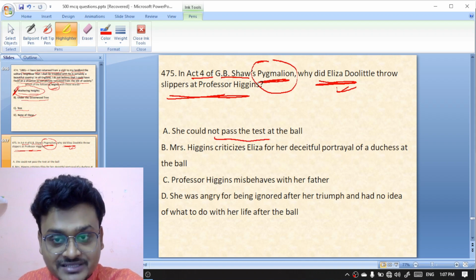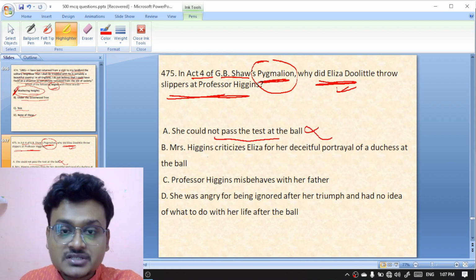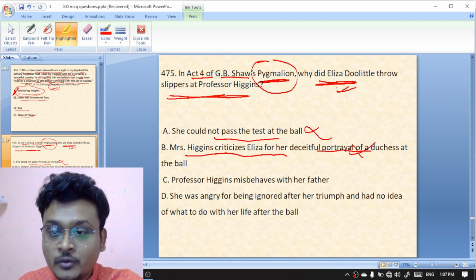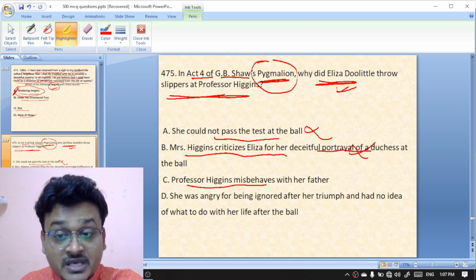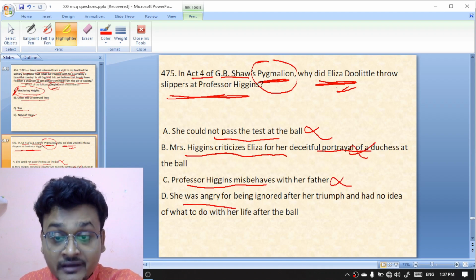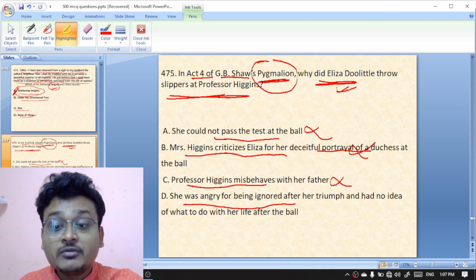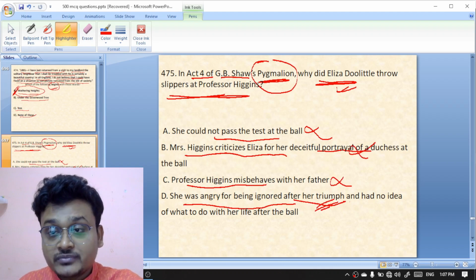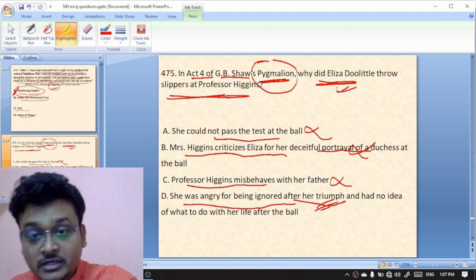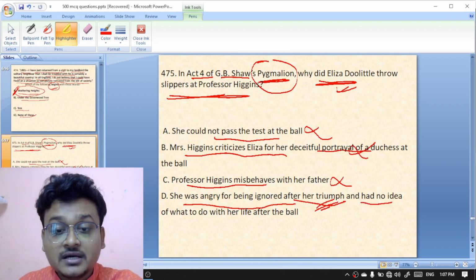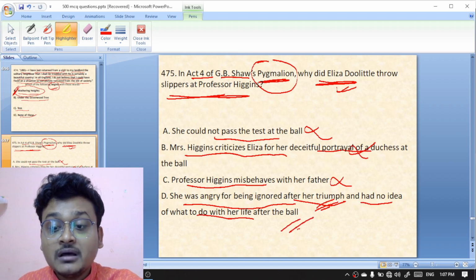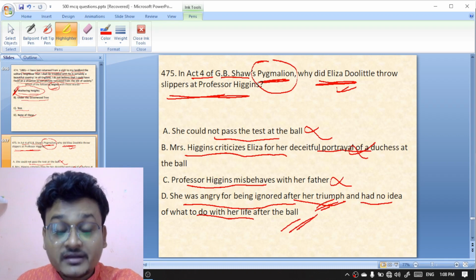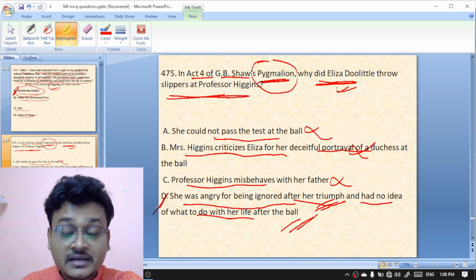She could not pass the test. No, she was able to pass the test. Mrs. Higgins criticizes Eliza for her deceitful portrayal of a Duchess. No. Professor Higgins misbehaves with her father. No. She was angry for being ignored after her triumph. And she won the battle. She won that exam. She had no idea of what to do with her life after the ball that had happened. So here she was angry. So D is the right answer here.